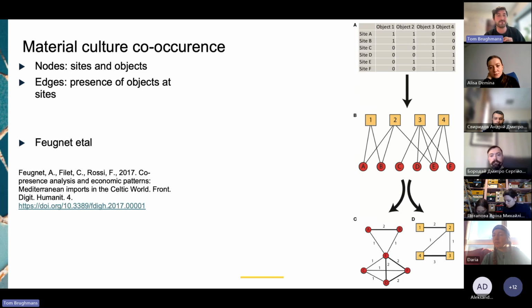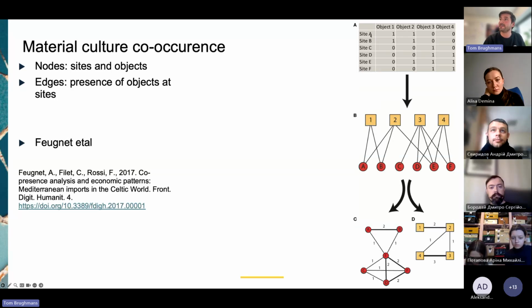Network research is very often used to study these kinds of relationships, to explore object types that are found in multiple places and to see where that's the case and where that's not the case. How we do that is by making a network representation where, on the one hand, the sites represent nodes, and on the other hand, the object types also represent nodes. And then we connect sites with the object types that are found at those sites.